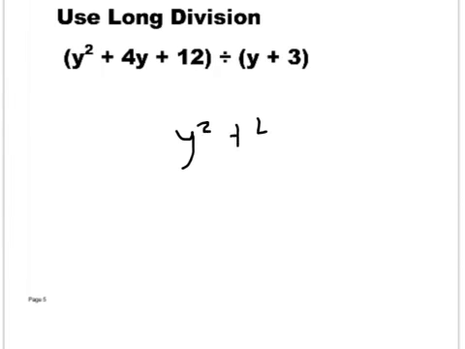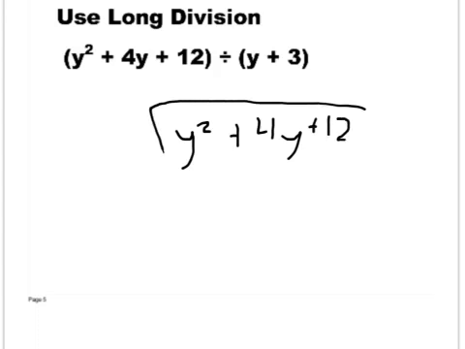Y squared plus 4y plus 12, draw it under the division sign, and we put y plus 3 to the outside. Now let's look at y squared plus 4y. What would I need to times y plus 3 by to get y squared? We need to see how many times y plus 3 goes into the y squared plus 4y. What can we times that by to get it to go into y squared?